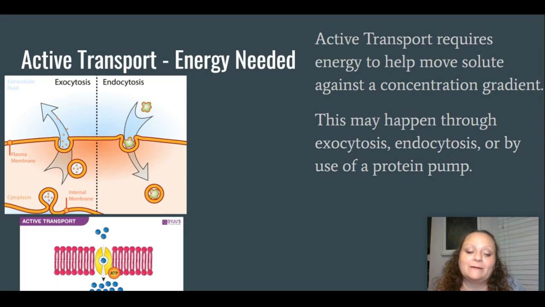So that's an amoeba. The third type of active transport we're going to talk about is the use of a protein pump. Protein pumps are exactly what they sound like. It is actually going to pump items against the concentration gradient. And that is really the thing that we see with all active transport. It needs energy because we're going against the gradient.